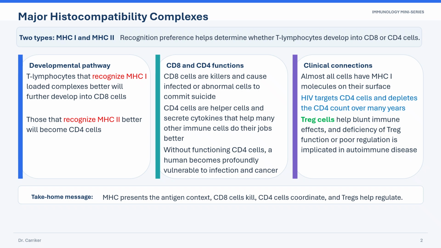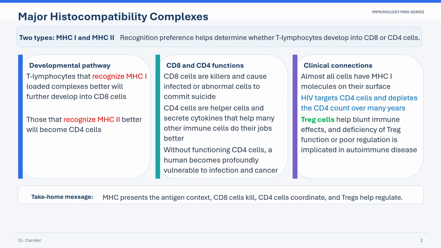Now, CD8 cells are the killers. If a cell presents a foreign peptide on MHC1, CD8 cells read that as, hey, big sign, there is something abnormal inside of me. And that's especially important for viral infection because viruses replicate inside host cells. CD8 cells trigger the infected cell to die.